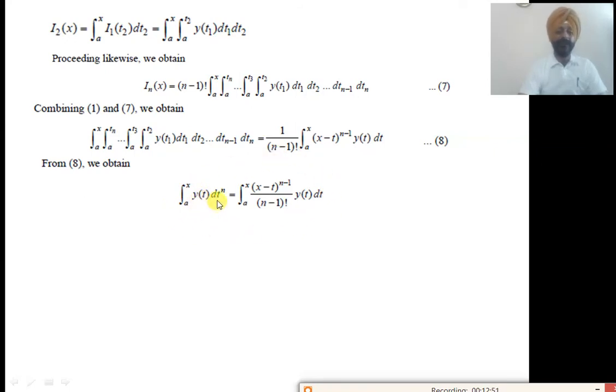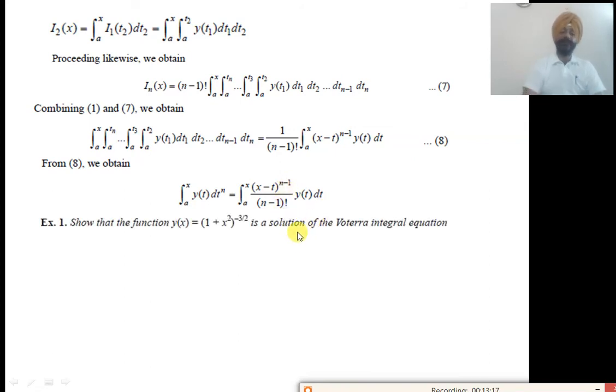The integral from a to x, y(t) dt raised to the power n, equals the integral from a to x of (x minus t) raised to the power n minus 1 over (n minus 1) factorial, y(t) dt. If I have t square, then this becomes (x minus t) raised to the power 1, over 2 minus 1 factorial. If I have 3 here, this means (x minus t) raised to the power 3 minus 1, over 2, and so this is our result. Now, come to how to use this result.